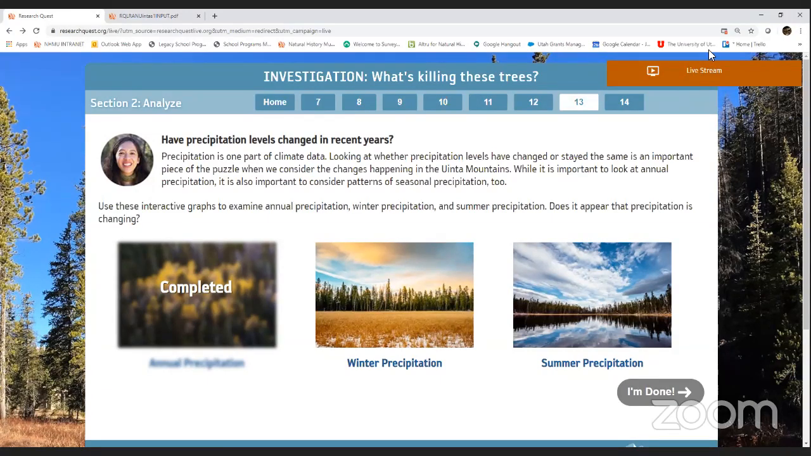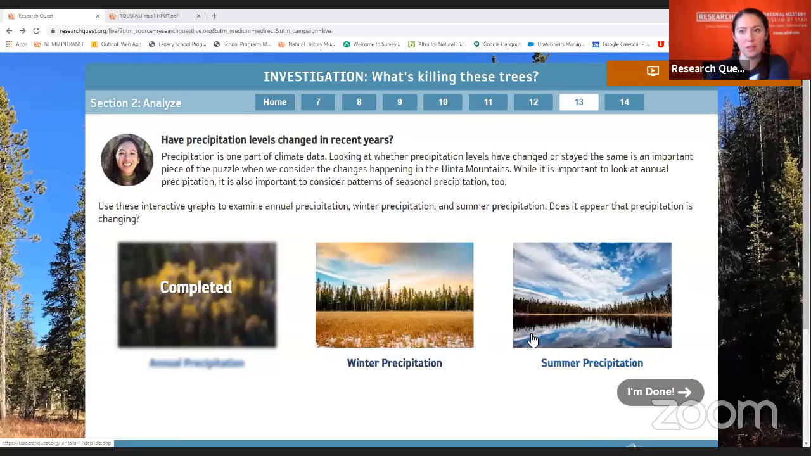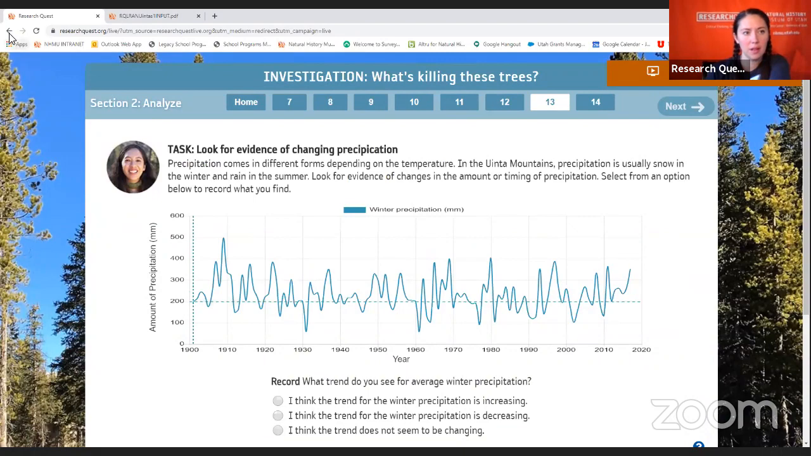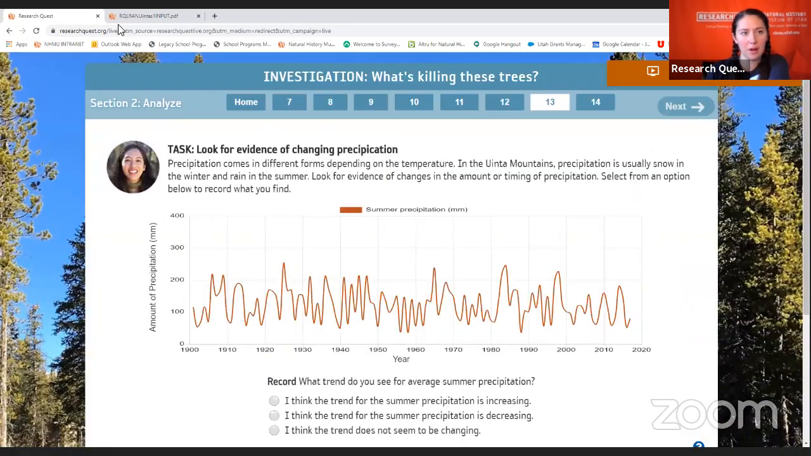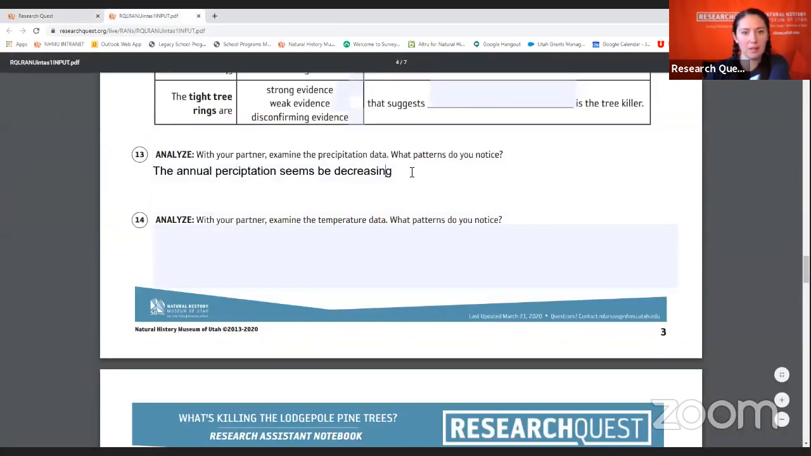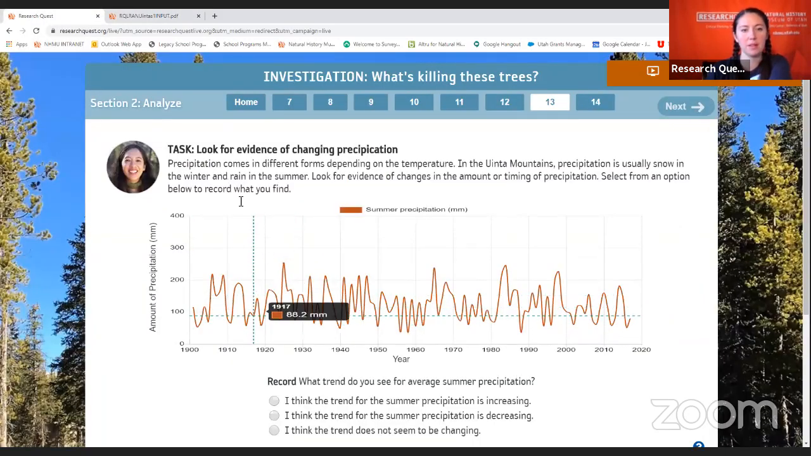Okay, so we looked at the annual precipitation together. We're going to now look at the next two, winter and summer. So you can see we have winter and summer. I answered the question on annual and go ahead and select it next. I'm going to look at winter now, and then I'm going to look at summer. And after I look at those, I'm going to add some more notes to this question about my responses there.